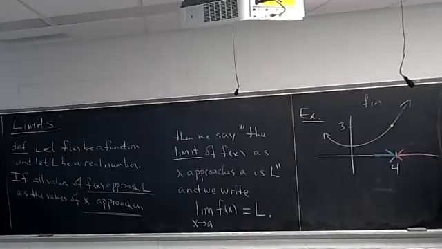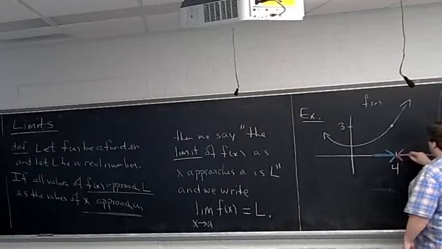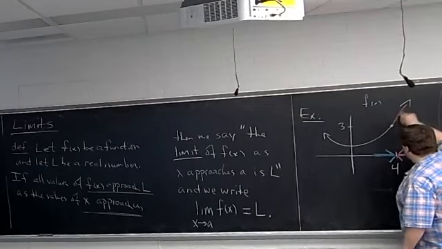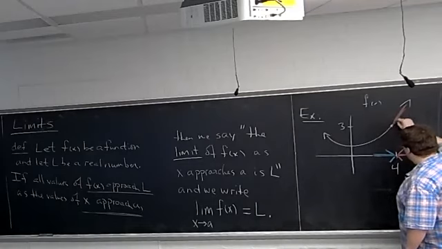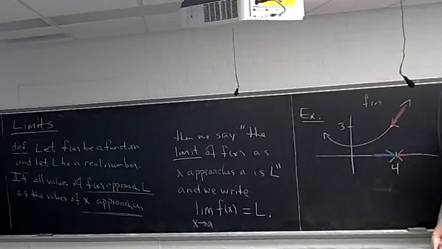Okay, so there are two different ways we can approach our x value 4. And the limit says if all values of f of x approach L as the x values approach, in this case, 4. So what does our function do as these x values go to 4? Well, let's look on this side first. What does our function do on this side of 4? Well, the function goes down like that. It approaches, in that case, y value 3.